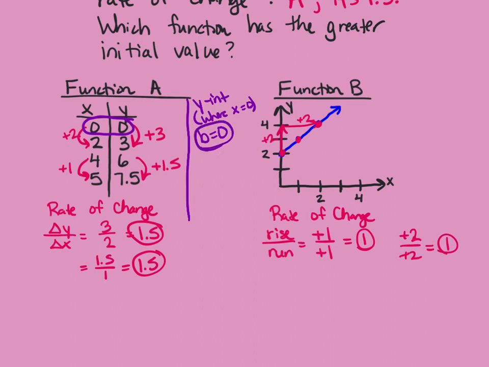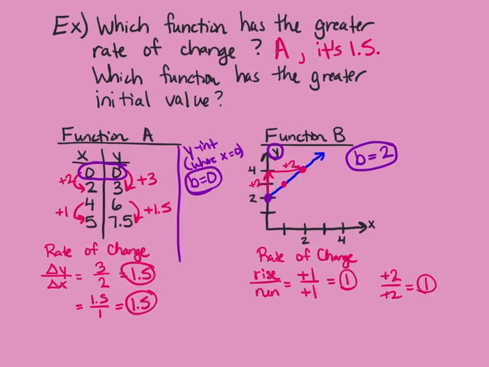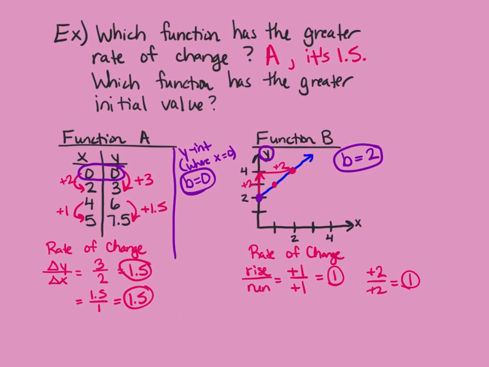For function B, it's where the line crosses the y-axis. So it crosses right here at this point. B is 2. So which function has the greater initial value? Well, 2 is a greater value than 0, so it's function B. It's 2.